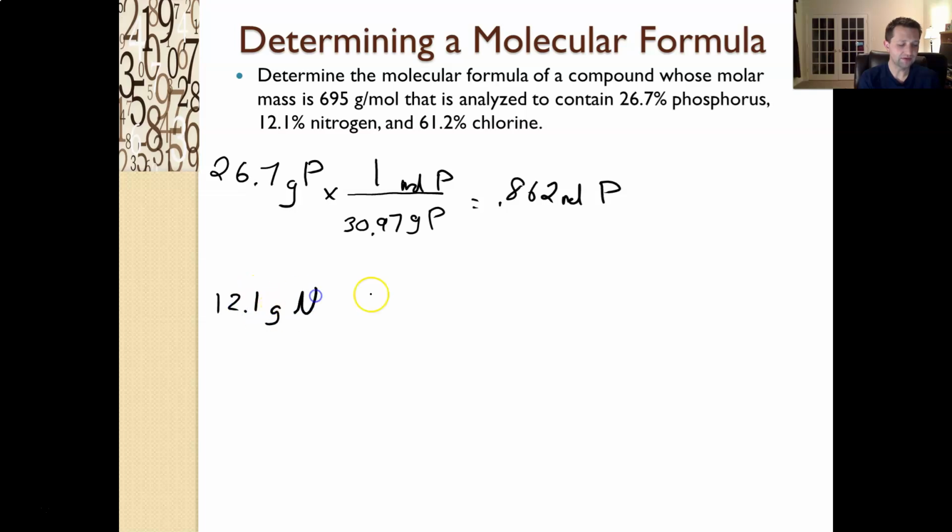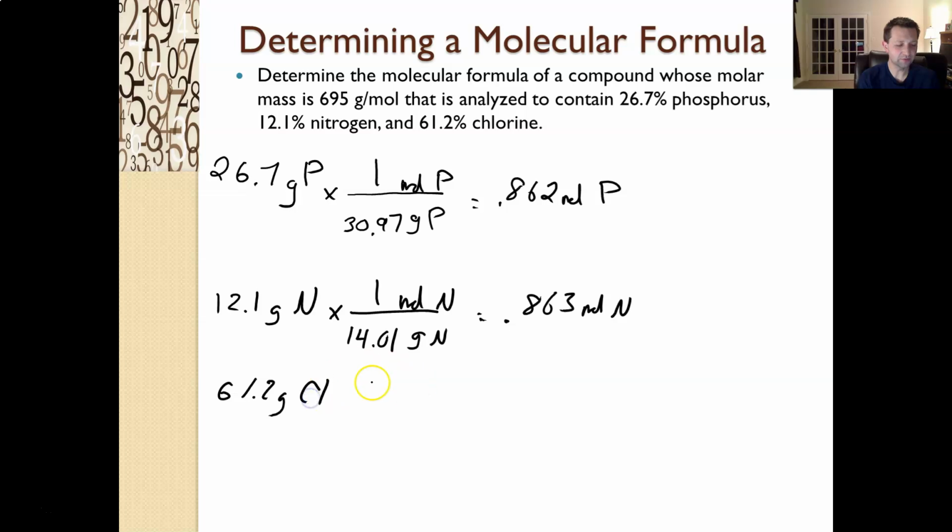Okay, moving on, we do nitrogen. 12.1 grams of nitrogen. Cancel out grams of nitrogen, go to moles. 1 mole of nitrogen is 14.01 grams, and that gives us 0.863 moles of nitrogen. Last one, I have 61.2 grams of chlorine. Cancel out grams of chlorine and go to moles. 1 mole of chlorine is 35.45 grams. Gives me 1.73 moles of Cl.